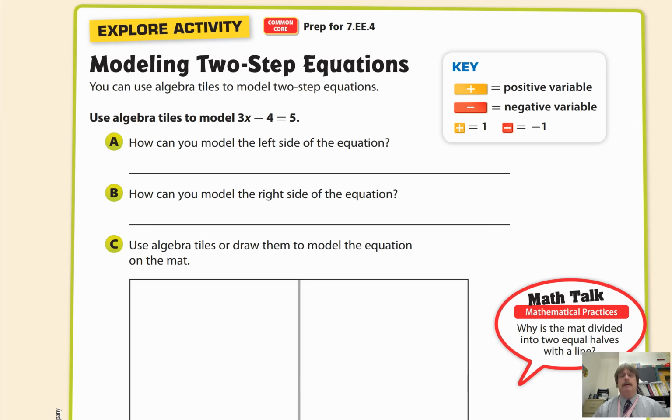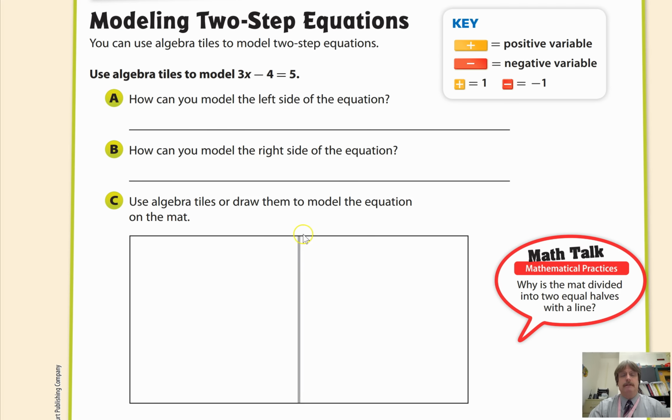The first thing we're going to work on is how do we model that using algebra tiles. So if we look at the box here in item C, this line right here is split right there. That's our equal sign, which is this piece right here. Then we have to ask how can you model the left side of the equation? Here's the left, and of course here's the right, which is what B asks us to do. Remember, this represents x. This is our variable, and you put a plus sign if it's positive and a negative sign if it's negative.